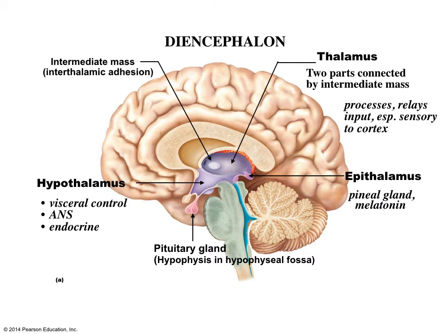Hypothalamus, main visceral control center, including control of the autonomic nervous system, a lot of hormone or endocrine centers there too. Please note that extending from the hypothalamus is the pituitary gland or hypophysis, which, as you know from your studies of the skull, resides within the hypophyseal fossa.